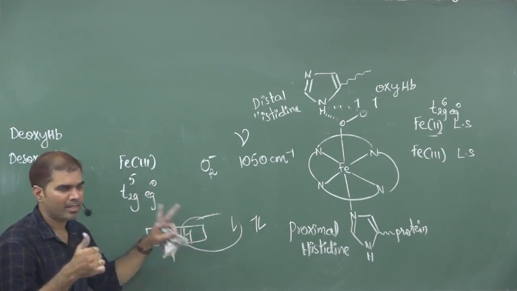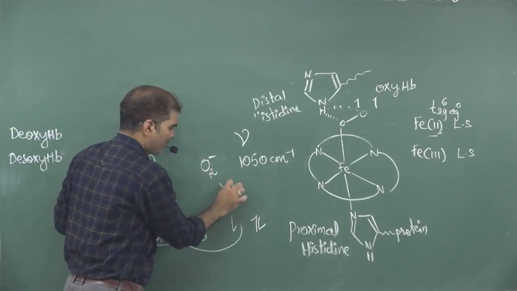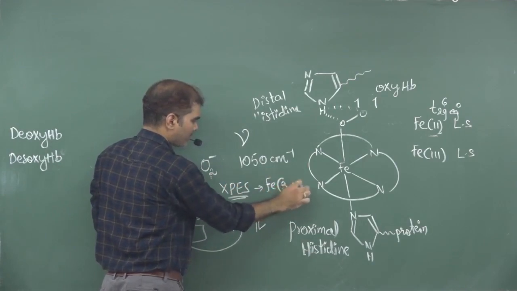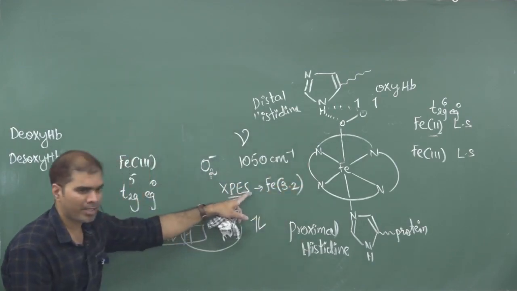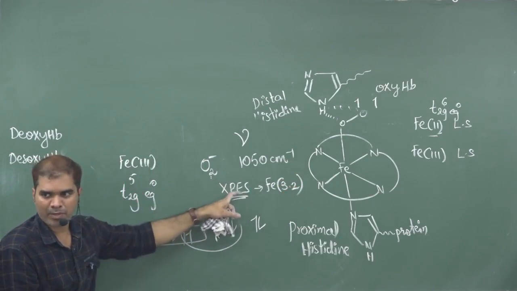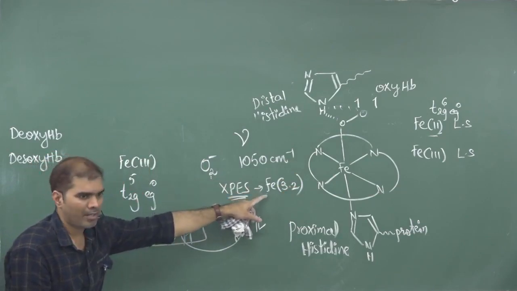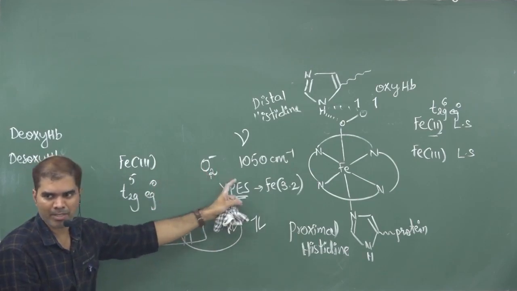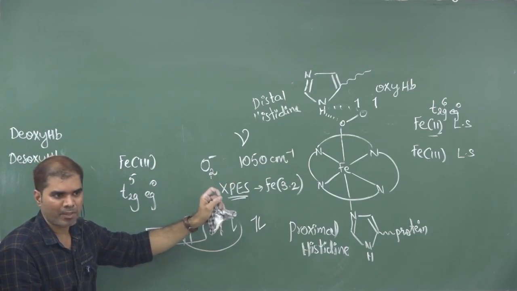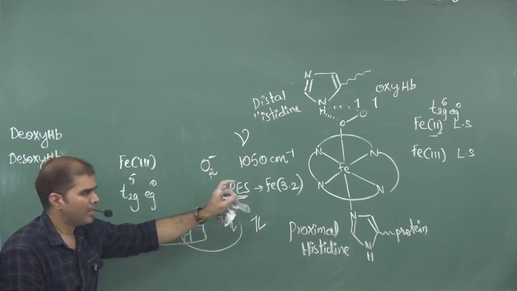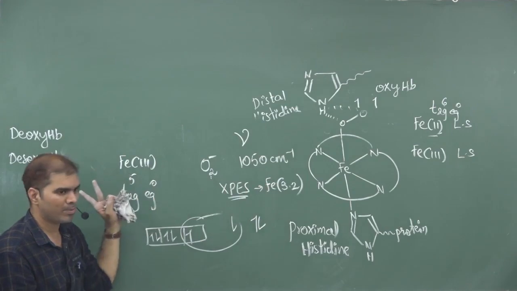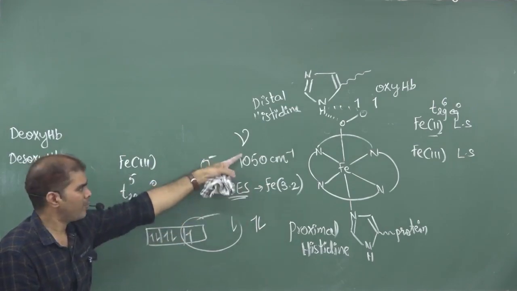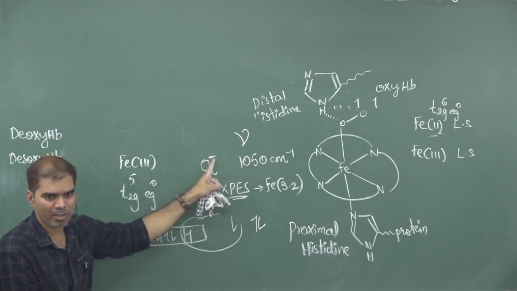That is one evidence. Second evidence, another strong evidence, comes from XPES. What do you mean by XPES? X-ray photoelectron spectroscopy. According to X-ray photoelectron spectroscopy, I got an oxidation state for iron of around 3.2. 3.2, is it close to 3 or is it close to 2? 3. It means iron must be present in plus 3. 1050 means oxygen must be present in a superoxo form.